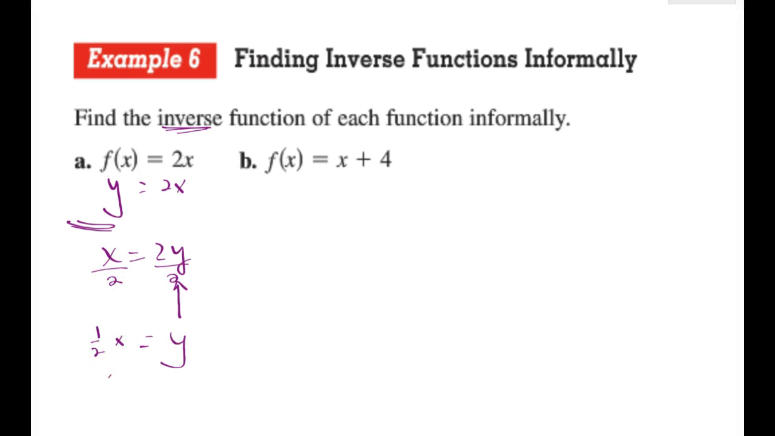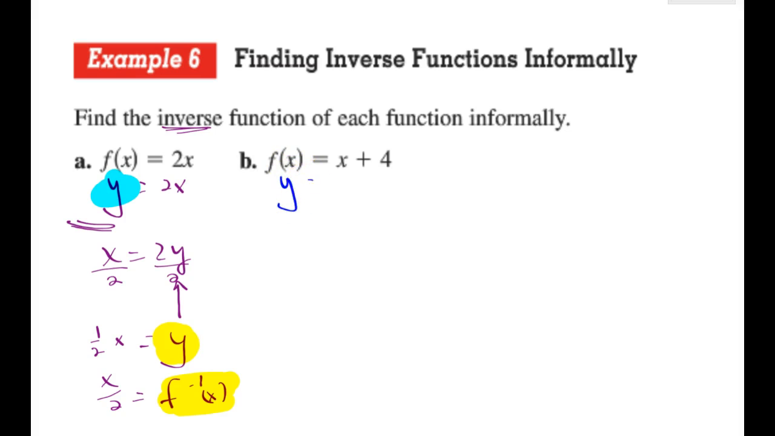Now, keep in mind that's the same thing as x over 2. So you can write it either way. But I would like for you to get in the habit to see that I'm replacing this y with the inverse function because I don't want to get that y mixed up with the original y, which was the original function. So let's try that again.